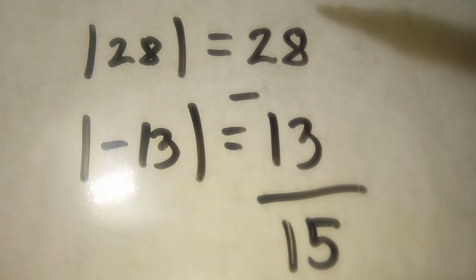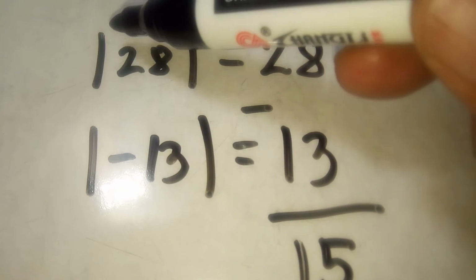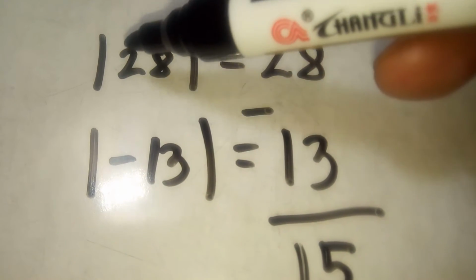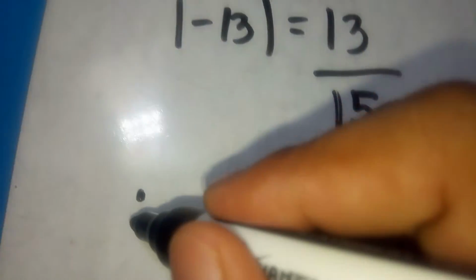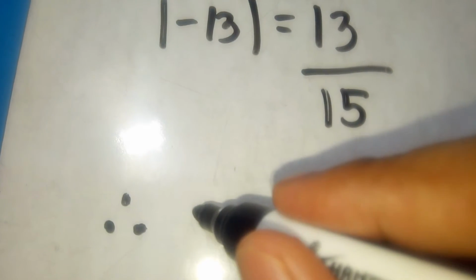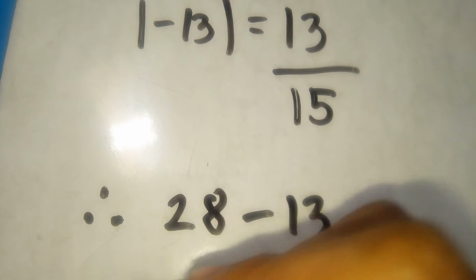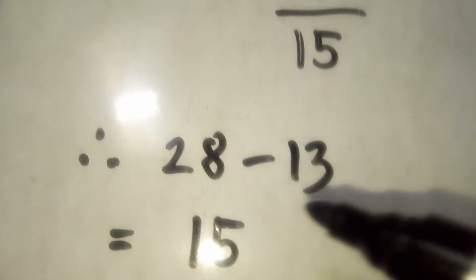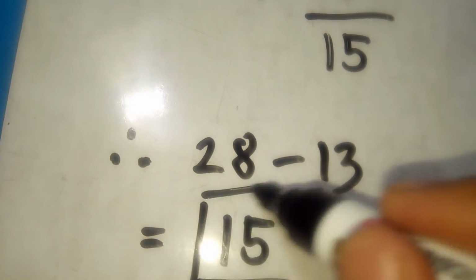The sign of 15 will rely on the bigger absolute value. The bigger absolute value is a number whose sign is positive, and that's positive 28. Therefore, 28 minus 13 is equal to 15. So 15 is their difference.